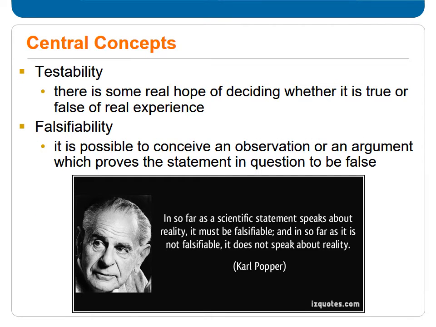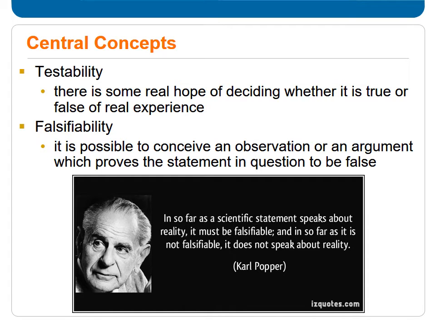Science requires experimental evidence for knowledge to be accepted. There are 2 related central concepts for experiments. The first is testability. Any statement in science has to be testable. There has to be some real hope of deciding whether or not something is true or false based on real experience. The second concept is falsifiability. It has to be possible to conceive of an observation or put forth an argument which proves the statement in question to be false.